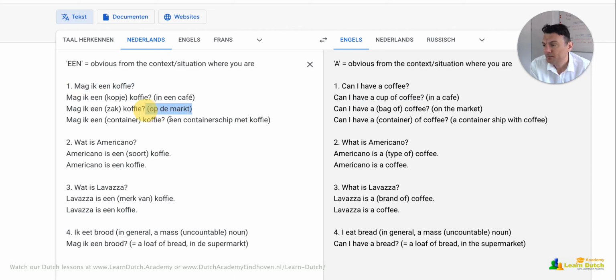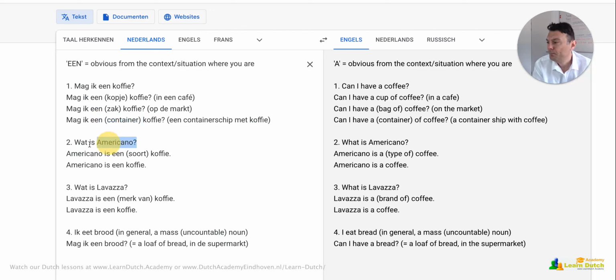Imagine op de markt. They're selling bags of coffee, right? In that context you would say, mag ik een koffie? And you're referring to a bag, een zak. Imagine there's another situation. You and me working on a container ship. And we have a lot of containers with coffee. I can say something like this. Mag ik een koffie? Referring not to a cup of coffee, but to a container with coffee. Alright?